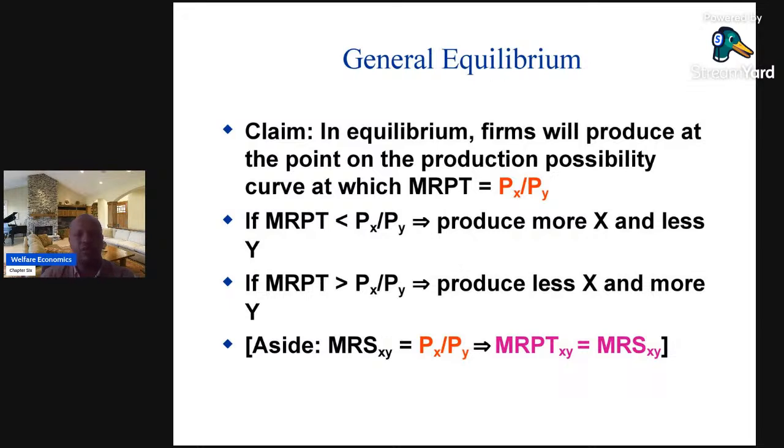If the marginal rate of production transformation is greater than price of x over price of y, inni kunuma produce less of x and produce more of y ta'uu nu agarsiisa.